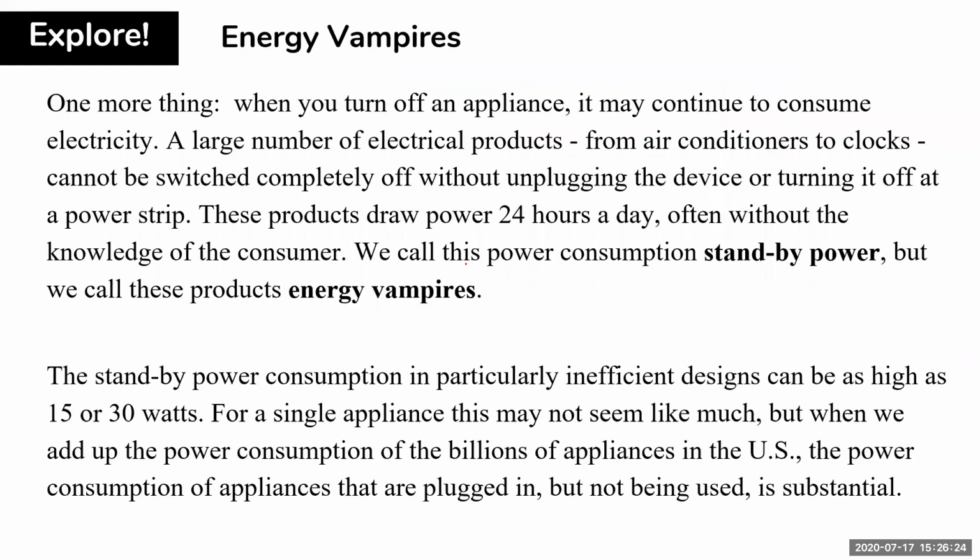Now, let's talk about something really interesting: energy vampires. One more thing. When you turn off an appliance, it may continue to consume electricity. A large number of electrical products, from air conditioners to clocks, cannot be switched completely off without unplugging the device or turning it off at a power strip. These products draw power 24 hours a day, often without the knowledge of the consumer. We call this power consumption standby power, but we call these products energy vampires. And this is what most of us are guilty of.